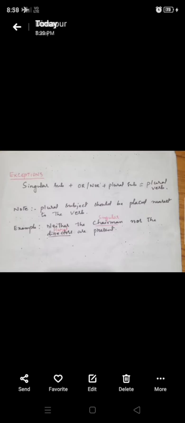So here, if we have two subjects, now one subject is singular and the second subject is plural, then the verb has to be plural, okay? And one thing you have to remember is that the plural subject has to be placed nearest to the verb, okay? So for example, neither the chairman nor the directors are present. Now here we have the first singular subject, chairman, and we have another subject that is plural, directors, right? Directors means plural. So here the verb that we use is a plural verb, that is are, okay? And also the plural subject is placed near to the verb. I hope this is clear.